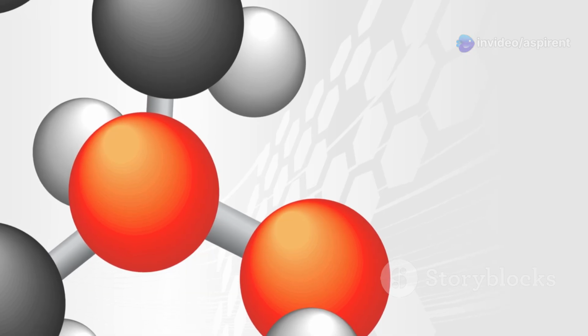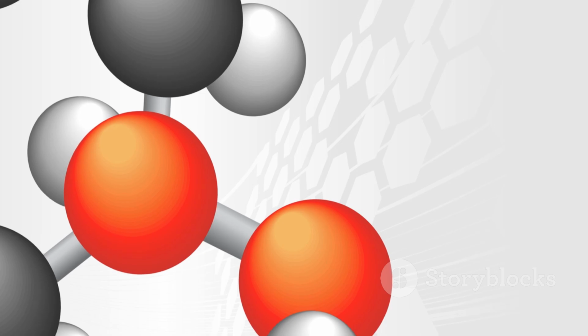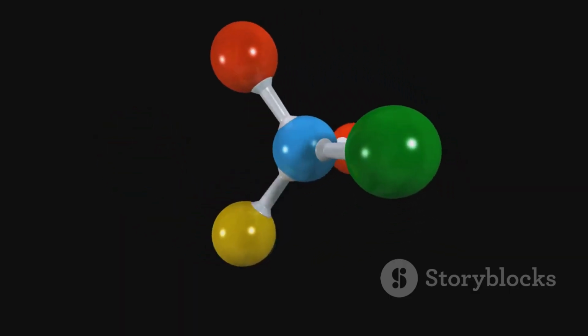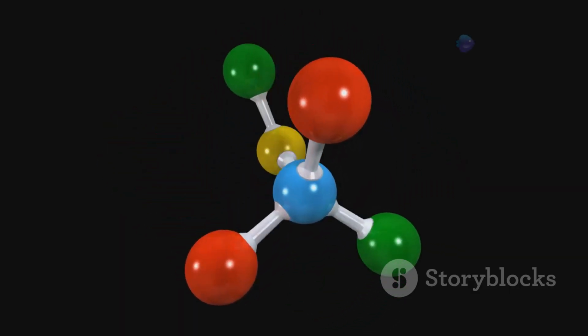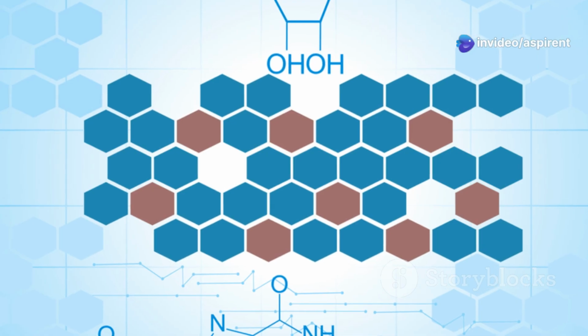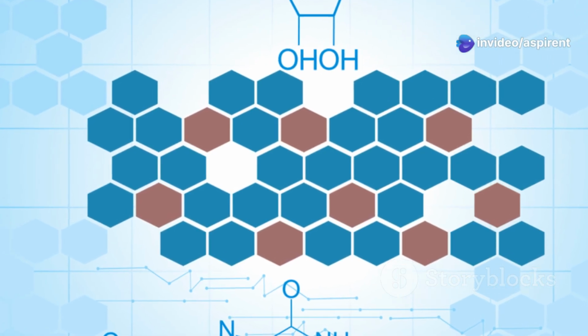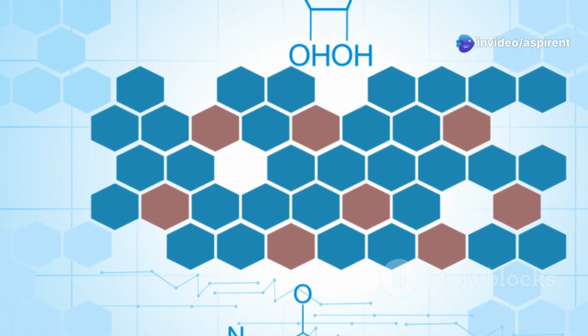Biomolecules are organic molecules, meaning they contain carbon. They are formed from a few elements that are joined together to form larger, more complex structures. The most common elements found in biomolecules are carbon, hydrogen, oxygen, nitrogen, phosphorus, and sulfur.